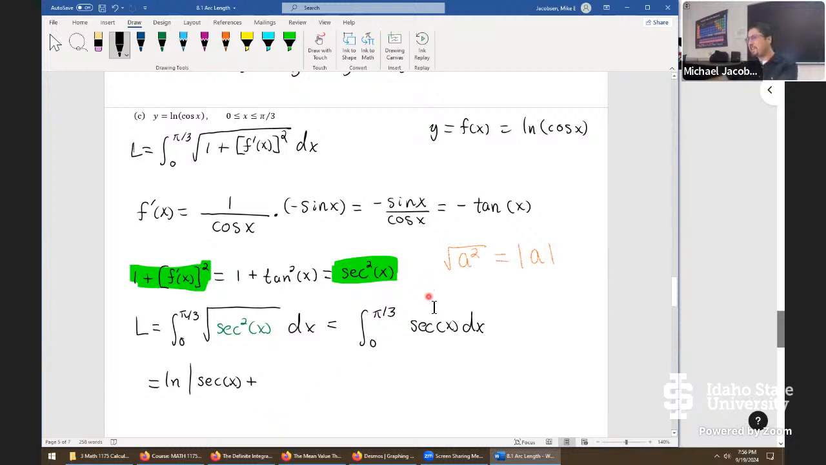Exactly. The way to think about it is when you differentiate this, secant times tangent comes up. But in the antiderivative, you get the natural log, secant plus tangent. Not the best mnemonic to memorize, but at least there's a sort of pattern there to think about. We'll evaluate this from 0 to pi over 3.